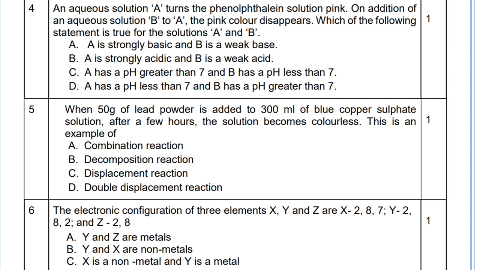Question 5. When 50 gram of lead powder is added to 300 ml of blue copper sulfate solution, after a few hours, the solution becomes colorless. This is an example of A. Combination reaction. B. Decomposition reaction. C. Displacement reaction. D. Double displacement reaction. Correct answer is D. Double displacement reaction.